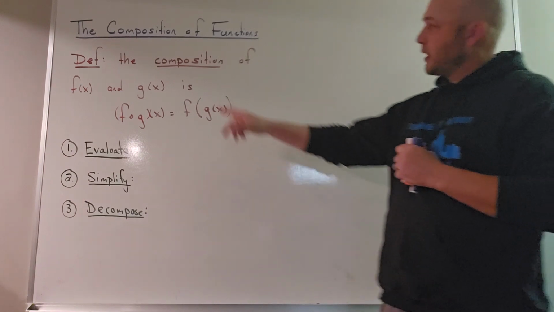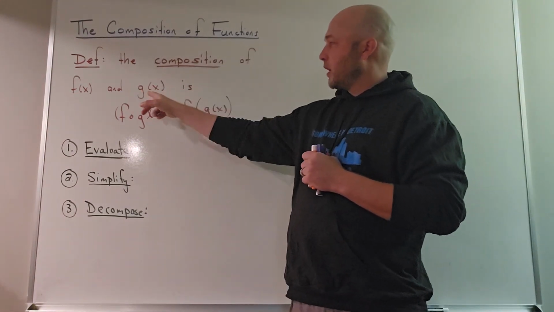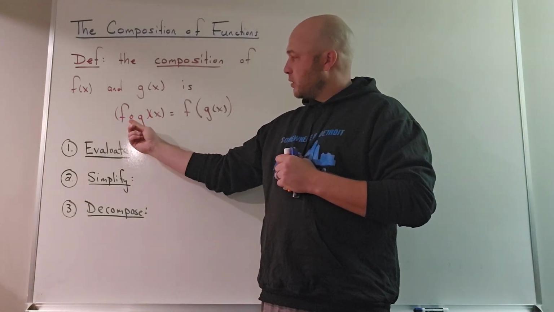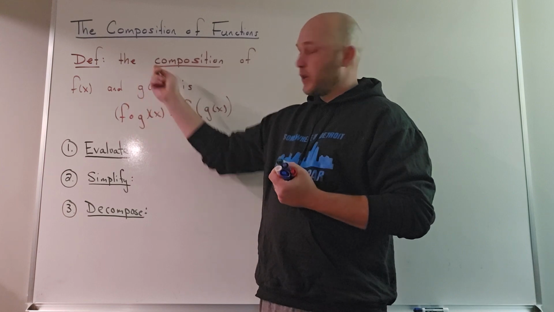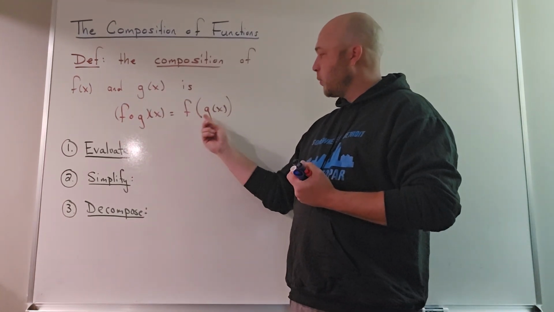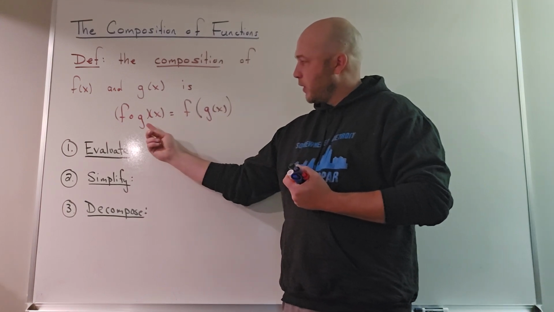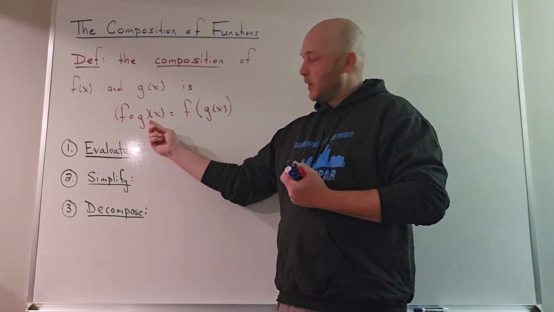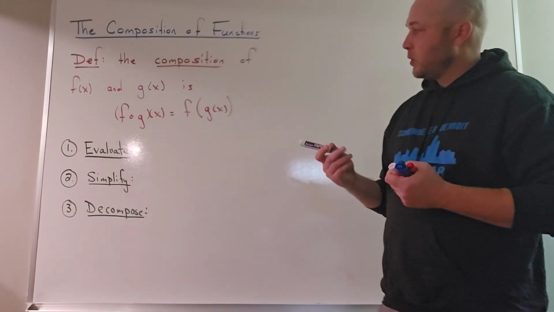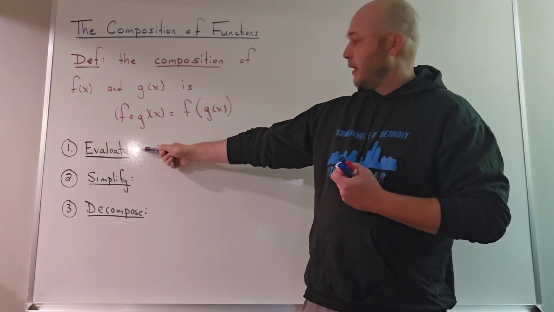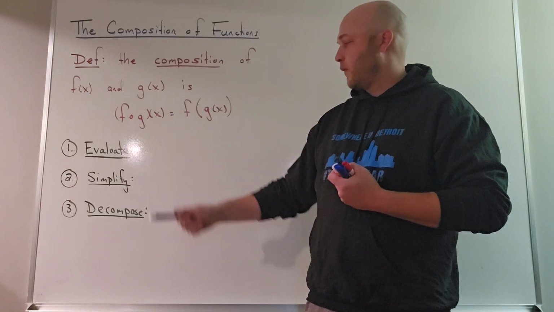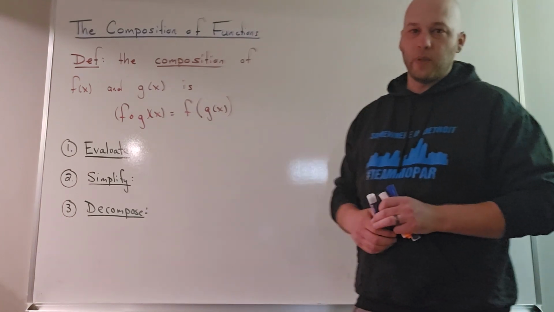The definition says the composition of f of x and g of x is given by the following. F composed with g, this little circle refers to the operation of composition. So f composed with g is given by f evaluated at g of x. Notice that the function that is listed on the right is used as an input for the function on the left. What we're going to do is take a look at how do we evaluate a composition, how do I simplify a composition, and then how do I take a function and decompose it into a composition.